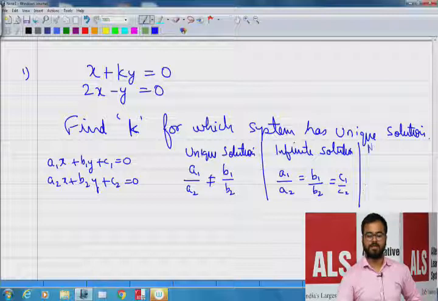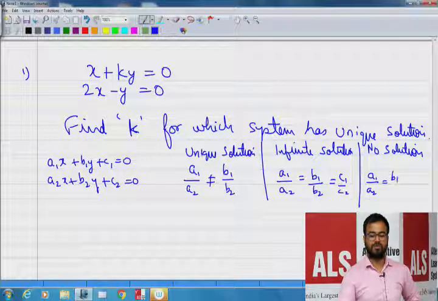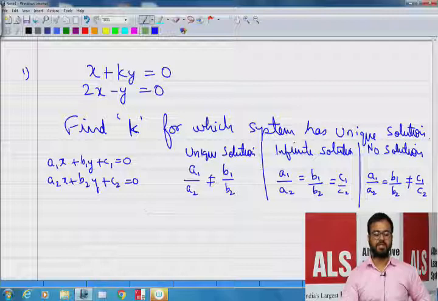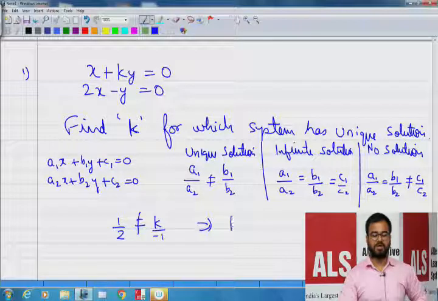And the third case is no solution. For no solution, the condition is a1 upon a2 should be equal to b1 upon b2, but it should not be equal to c1 upon c2. So now you can see that here we are asking for the unique solution. So a1 upon a2, which is 1 upon 2, should not be equal to b1 upon b2, which is k upon minus 1. So from here we can say k should not be equal to minus 1 by 2.